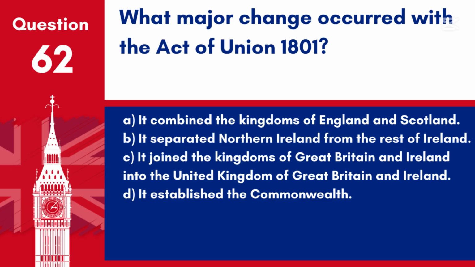Question 62. What major change occurred with the Act of Union 1801? A. It combined the kingdoms of England and Scotland. B. It separated Northern Ireland from the rest of Ireland. C. It joined the kingdoms of Great Britain and Ireland into the United Kingdom of Great Britain and Ireland. D. It established the Commonwealth.